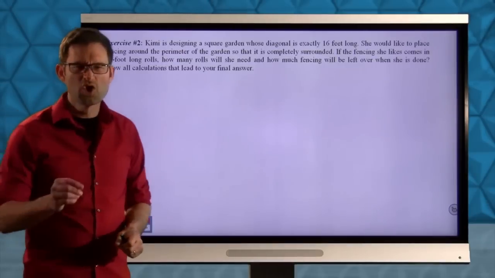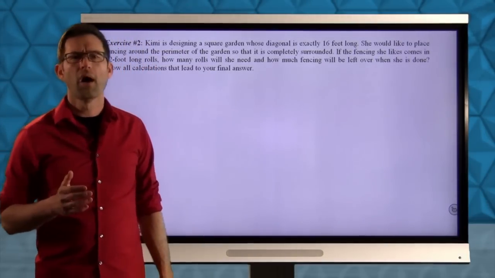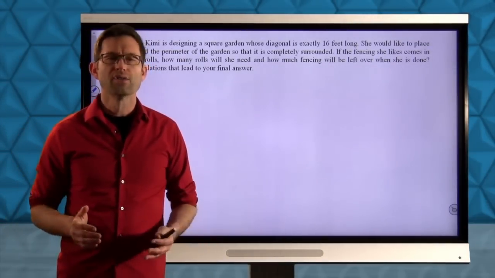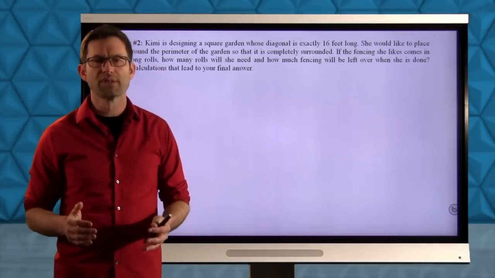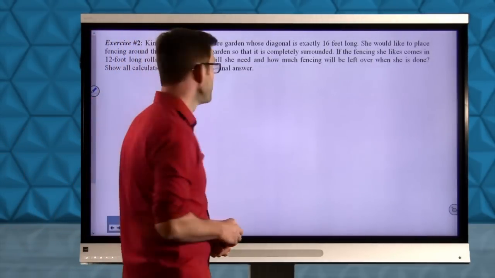All right, so let's jump right into a design problem using squares. Squares come up a ton in the real world, and so we have to be prepared to use their properties to be able to answer various questions. This one's a little bit wordy. Let's go through it together.